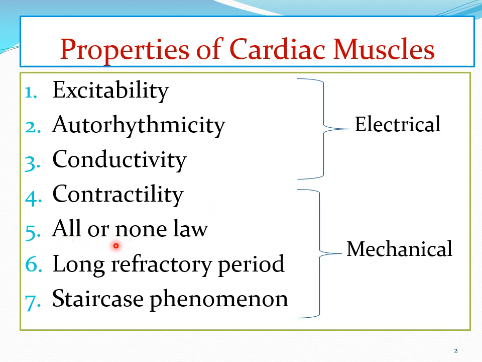Then the fifth property, all or none law. So what is the all or none law? Here, if you see this property in the heart, either it contracts as a whole or it does not. Okay, so if the heart has to contract, it contracts as a whole or it does not. And this is an important property because there is no incomplete contraction in the heart. The heart contracts as 100%.